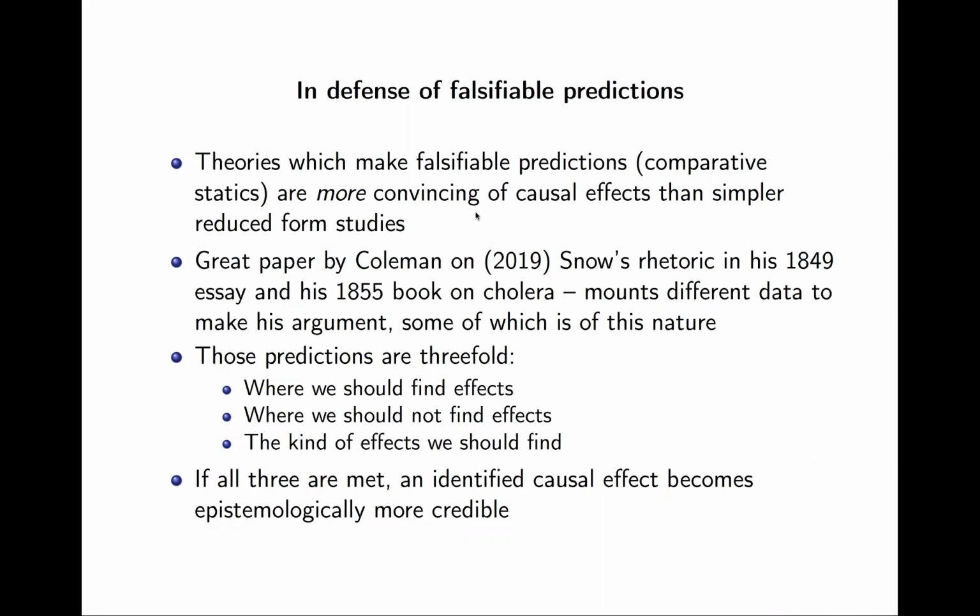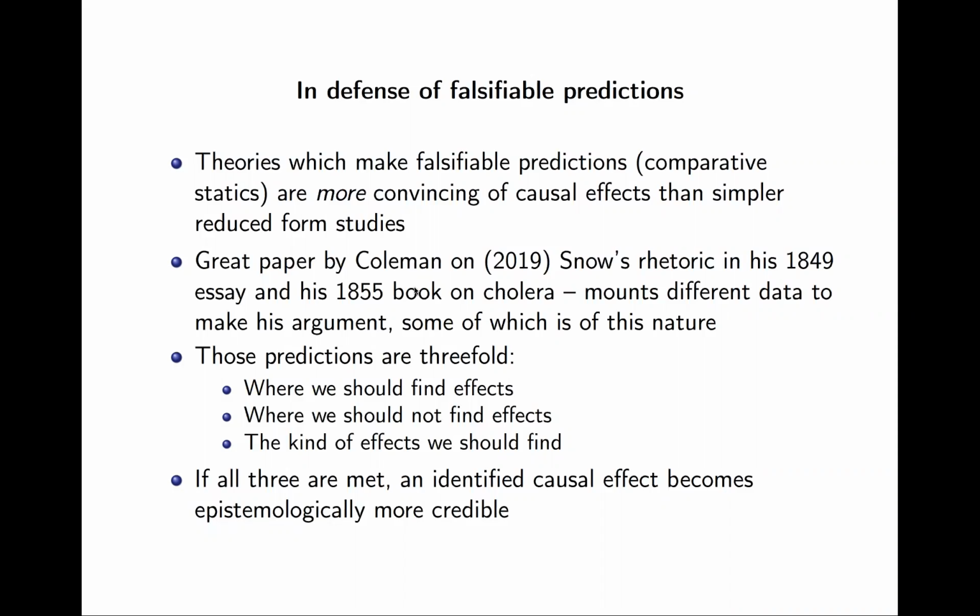So there's this great paper by Coleman. I mentioned it earlier. It's in articles. It's called Causality in the Time of Cholera. It's about the 1849 and 1853 epidemics. And he says that Snow's rhetoric in those two manuscripts, the 1849 essay and the 1855 book, basically makes this layered evidence of the following form. We should find effects where we find them around the Broad Street pump, and in Lambeth in the post-treatment period relative to the control group.